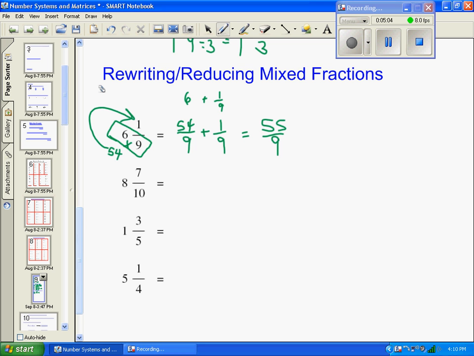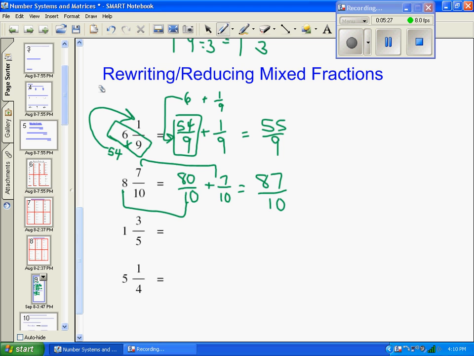Okay, the reason you can do that is because 6 is 54 ninths. It's the same as multiplying them. So if I write 8 as tenths, then it's 80 over 10. That's the 8. And 7 tenths gets added on to there. So you get 87 over 10.